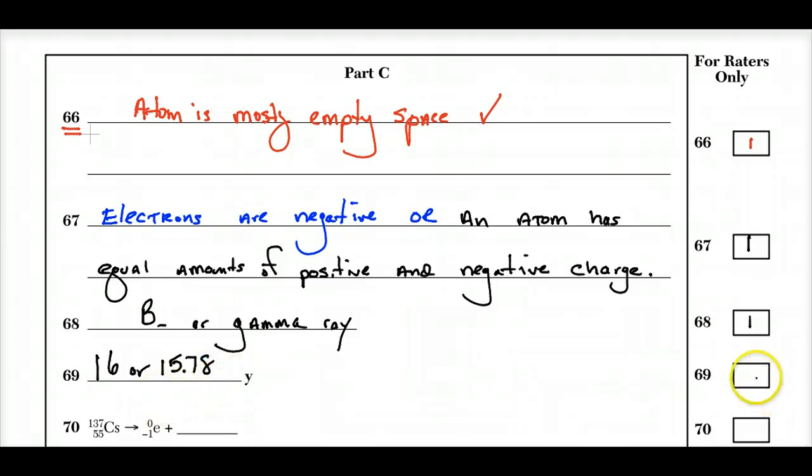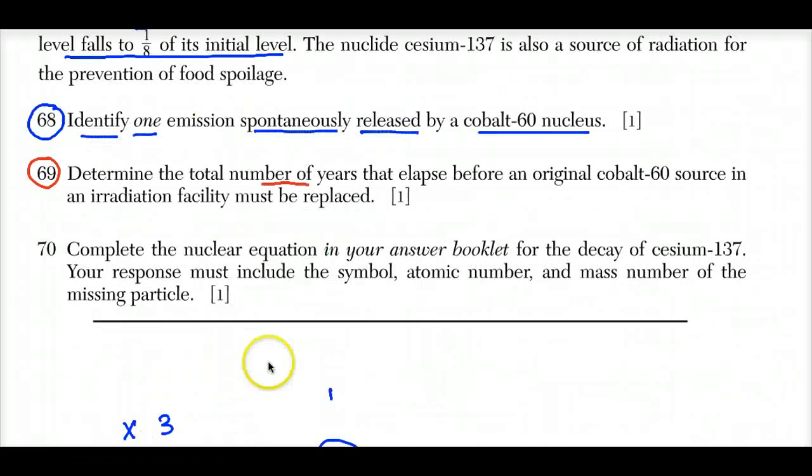Okay, and that would give you your point. Number 70 states, complete the nuclear equation in your answer booklet for the decay of cesium-137. Your response must include the symbol, the atomic number, and the mass number of the missing particle. Okay, so we want the decay of cesium-137.